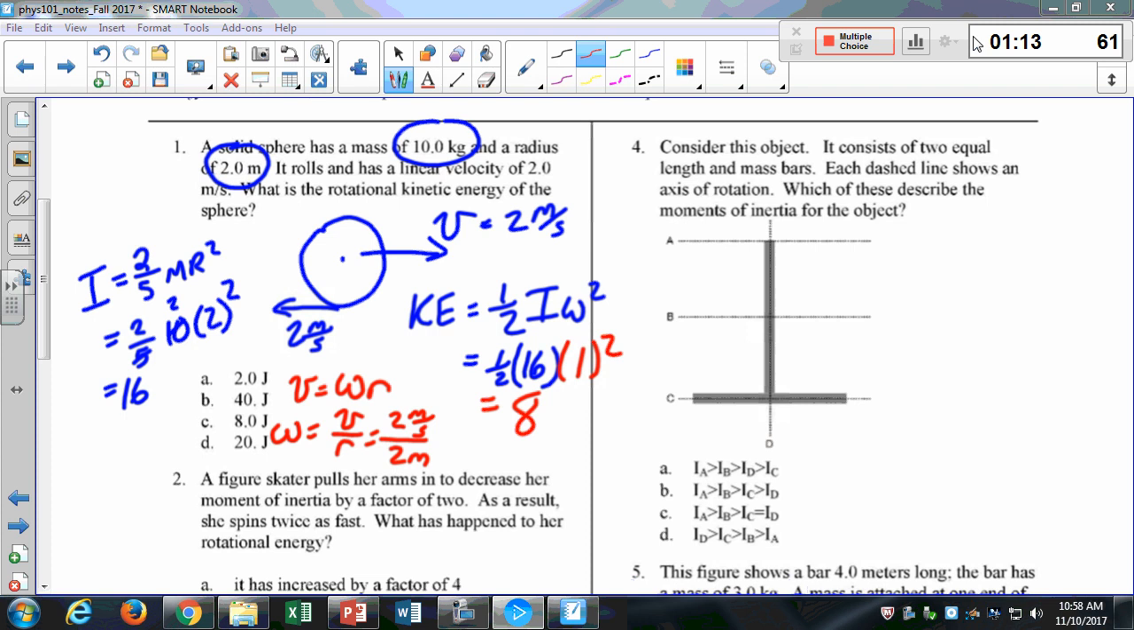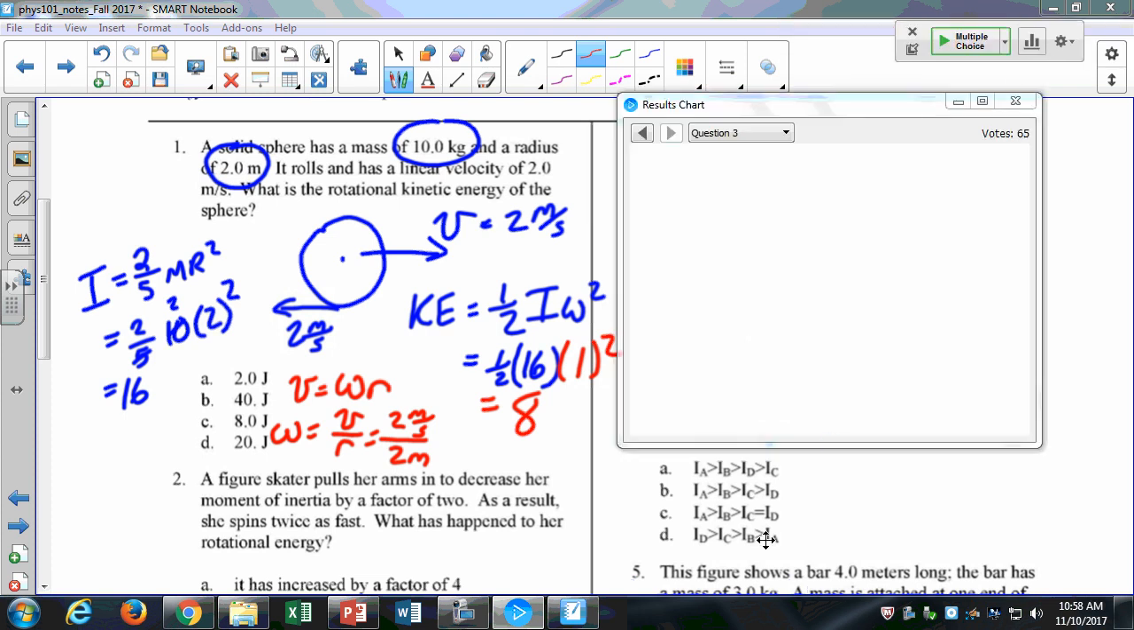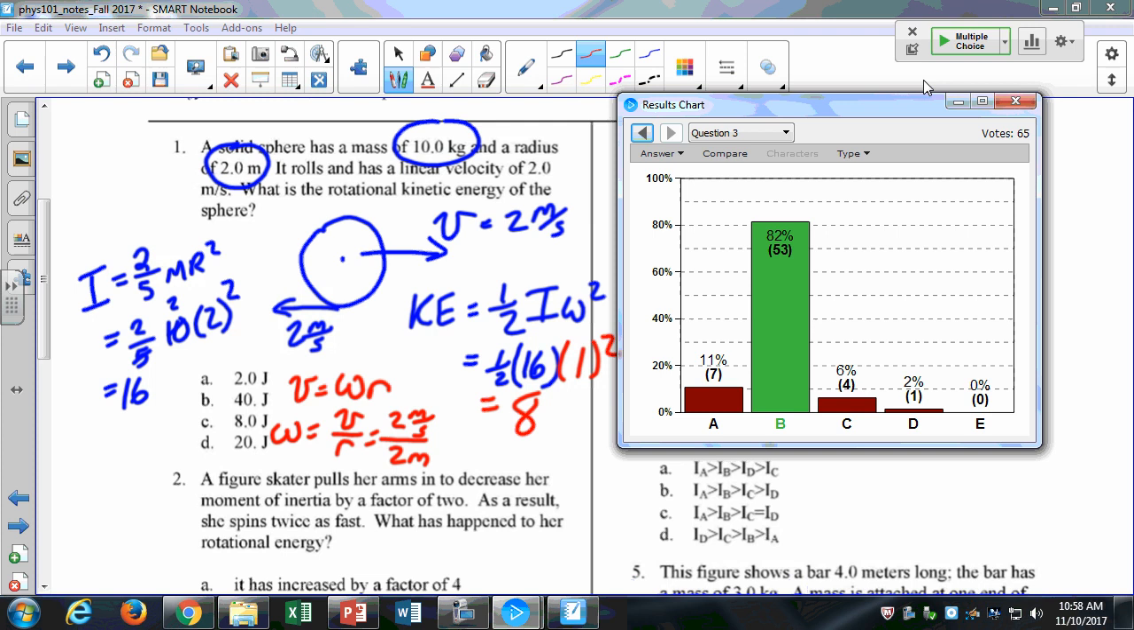All right, let's stop at 125. 125. All right, folks, B is right.